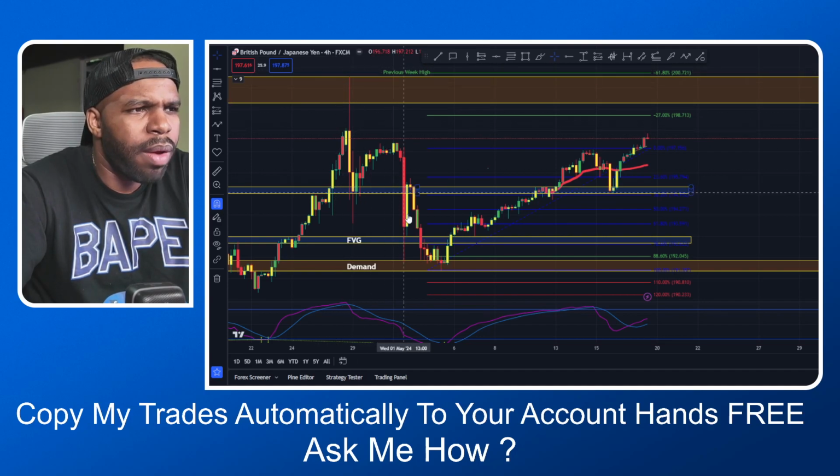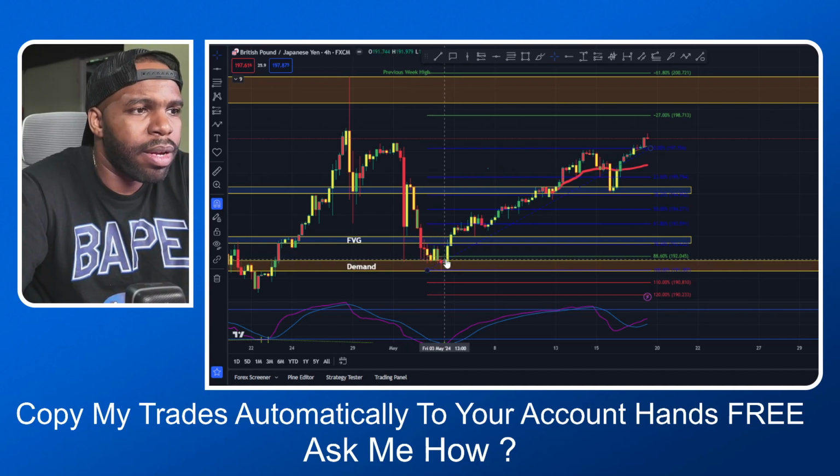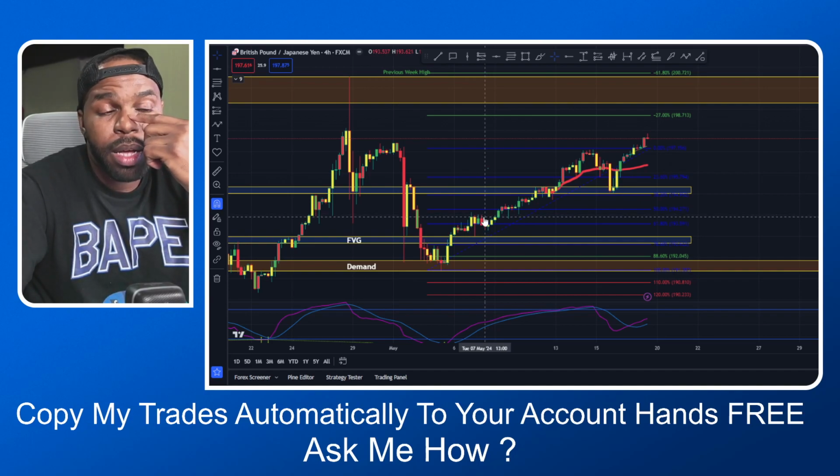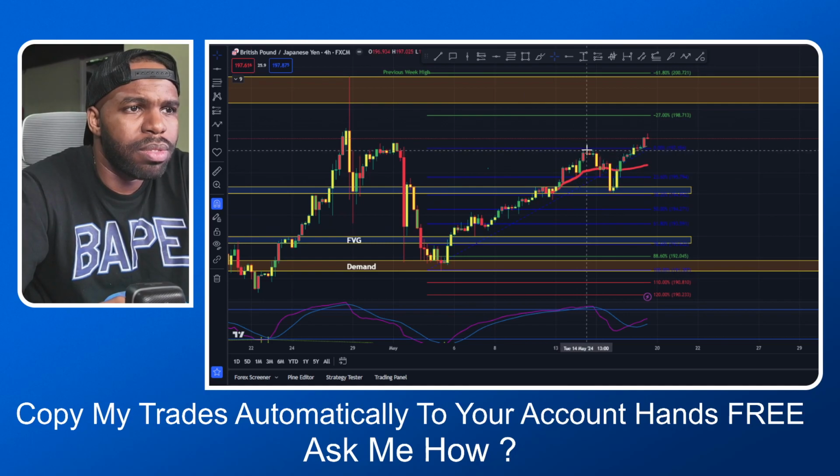Well, I didn't ride price all the way down. What I did was I waited for price to come into the demand zone right here. It rejected the demand zone, and I got in for a buy right here. And I held it for almost 1 week. Basically, I think I got out around this area here. But if I'd have continued to hold this trade, I could have held this trade for like 2 weeks.